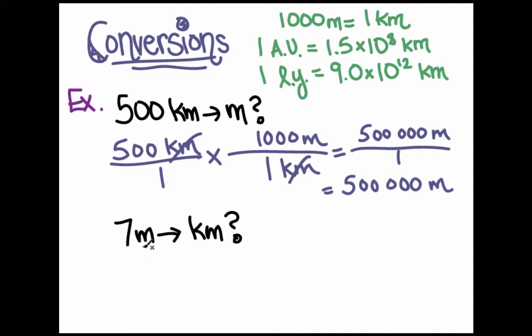Let's do the second example. Say you need to go from meters to kilometers. The first thing that you would do is to write out the value that you are given, so 7 meters. 7 meters is really 7 over 1. Then you multiply it by your conversion. You know you're choosing the first conversion because it has the units that you're starting out with, which is meters, and the units that you want to end up with, which is kilometers.